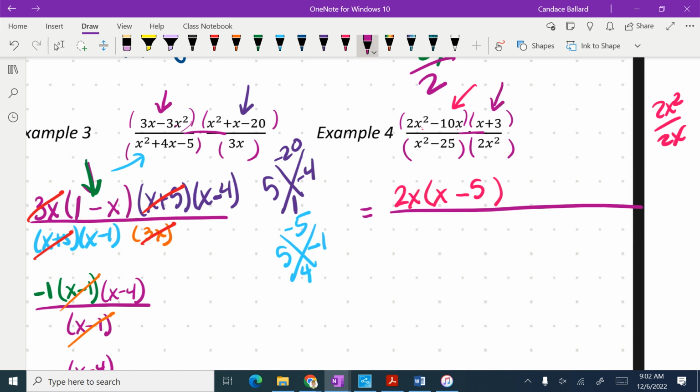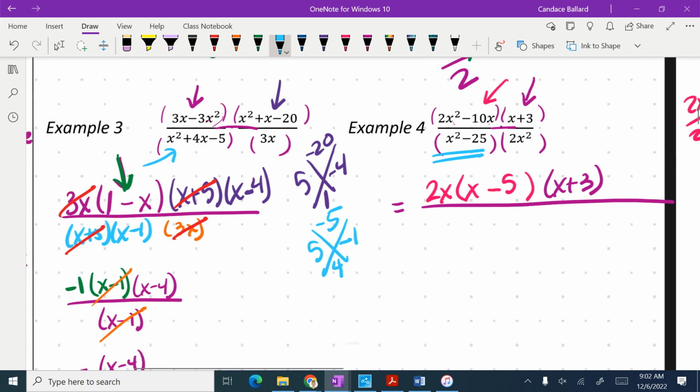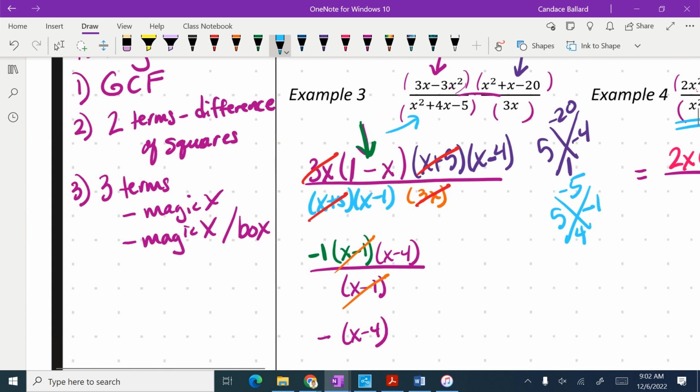I can't do anything with the x plus 3. I'm just going to write it down the way it looks. It's already factored out or whatever, okay? Okay, let's look at this piece right here. Is there a greatest common factor? No. Okay, how many terms does it have? 2. So what kind of factoring is it? We wrote it down in the left-hand column. Difference of squares, right?